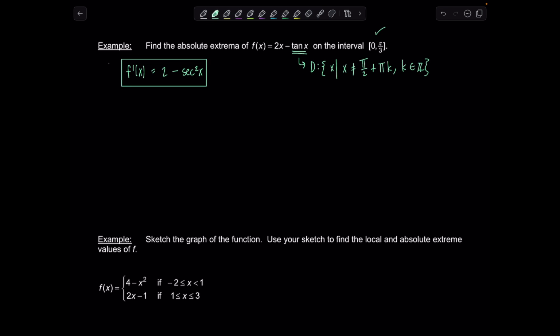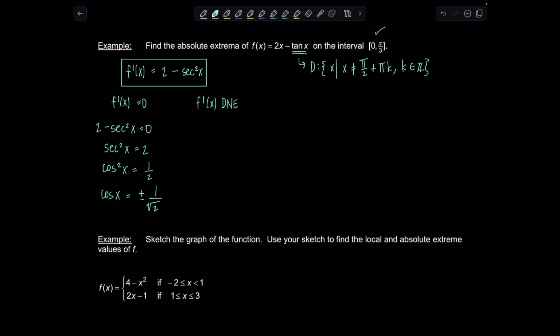Do I have any critical numbers? I want to see where f prime of x is 0, and then where f prime of x does not exist. Okay, let me just set the derivative equal to 0. So 2 minus secant squared x equals 0. That means secant squared x is 2. Let's just rewrite that. That means cosine squared x, take the reciprocal, would be 1/2. That means cosine of x equals plus or minus square root of 1/2, which is 1 over square root of 2.